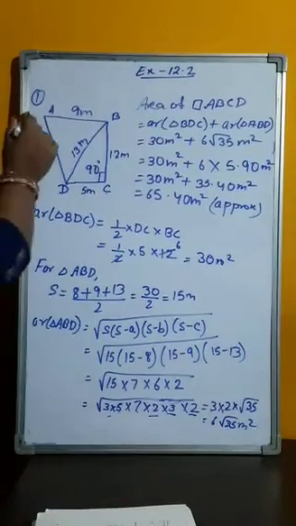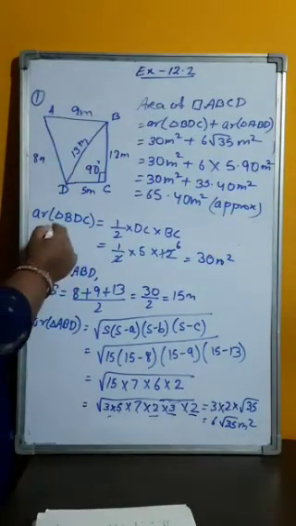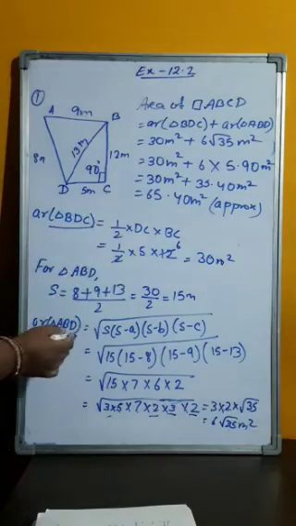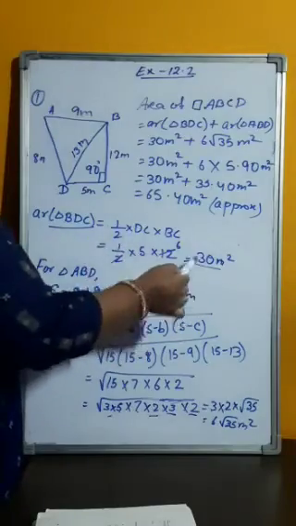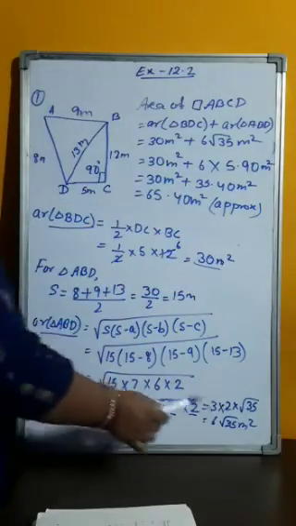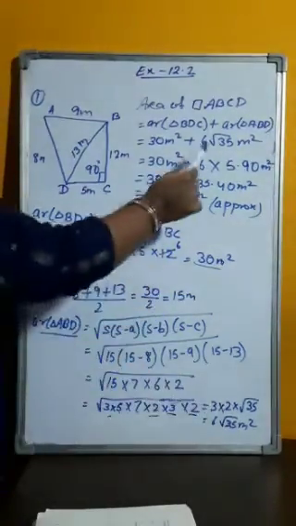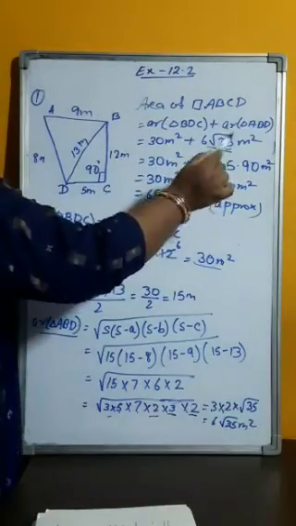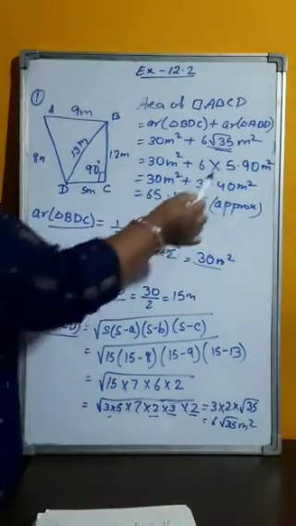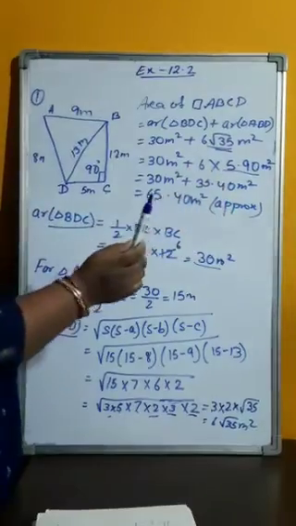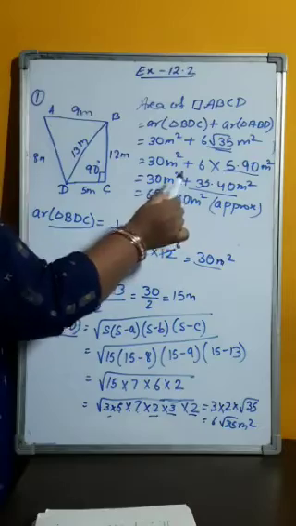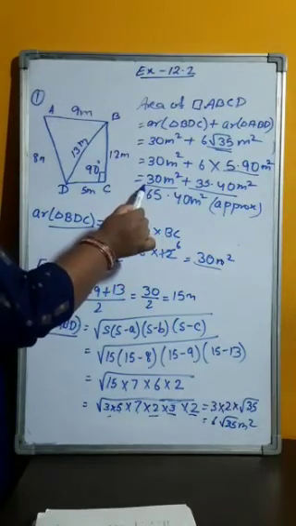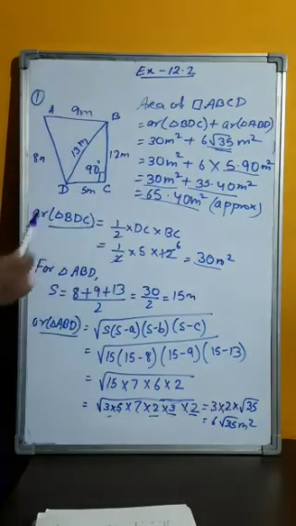For calculating the area of ABCD, we have to add the area of BDC and the area of ABD. Area of BDC is 30 meter square and area of ABD is 6 root 35 meter square. If you calculate root 35, which you have studied in class 8, it is 5.90. So when you multiply, you get 35.40, which is added to 30 meter square. The sum is approximately 65.40 meter square.